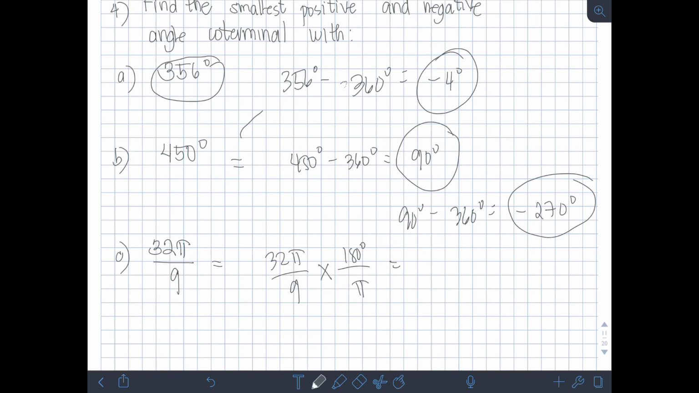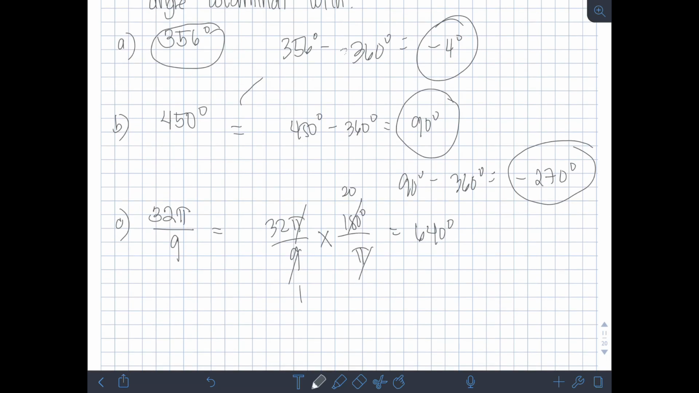So, we have, cancel natin dito si 9, magiging 20, tapos cancel si pi. So, we have 32 times 20 or 640 degree. So, itong 640 degree, again, more than 360 degree. So, therefore, pwede nating minusan ng 360 degree para makuha natin yung smallest positive coterminal angle. So, 640 minus 360 is 280 degree.